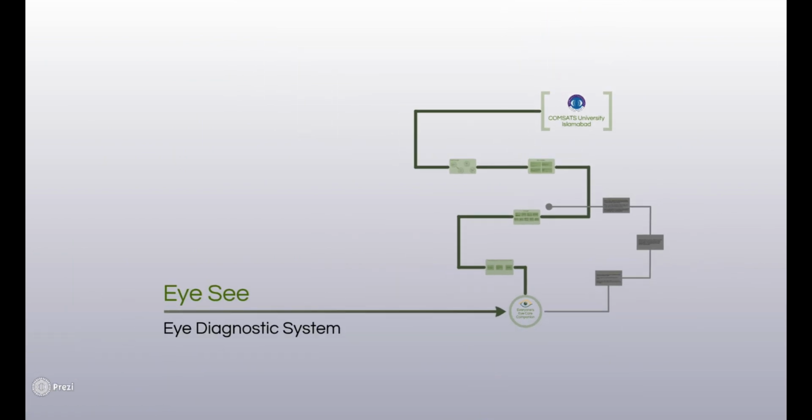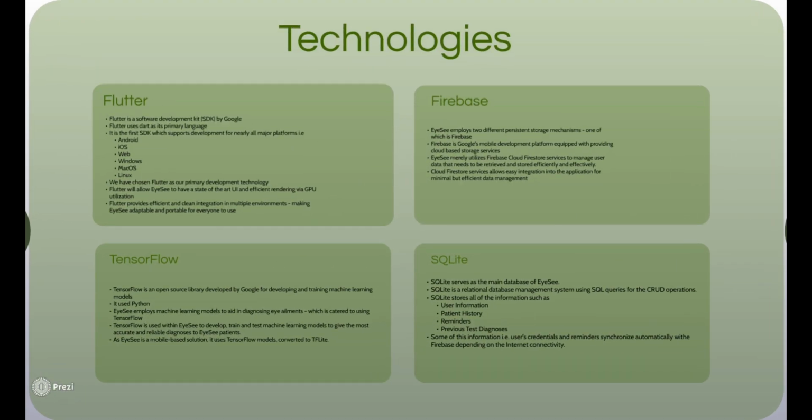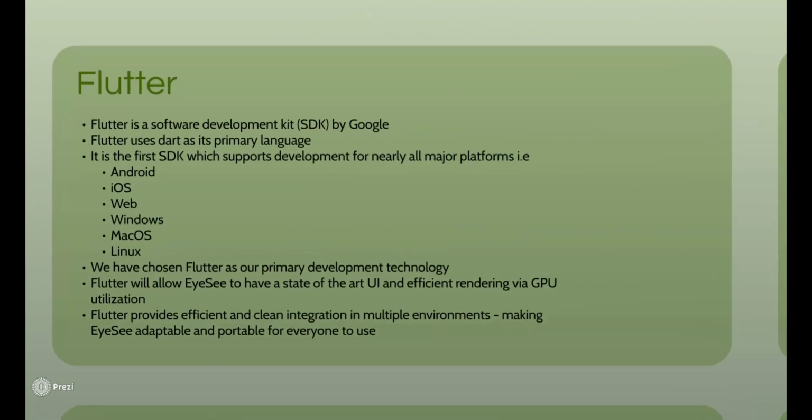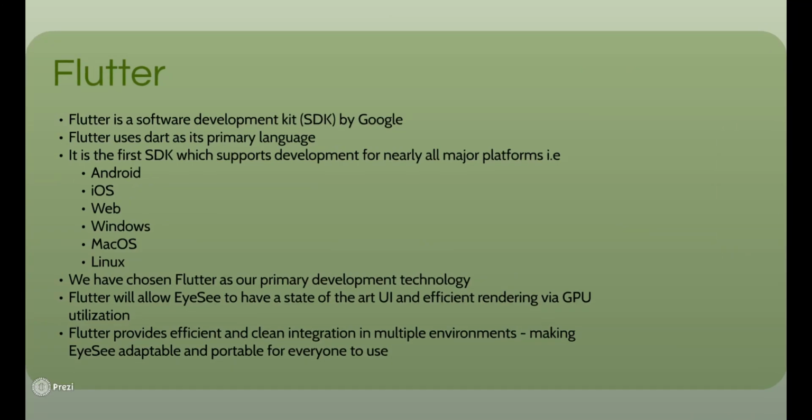We are using the latest technologies from tech giants like Google and Microsoft. Flutter is a software development kit made by Google. They made initially Flutter for Android, but gradually they spread it over almost all of the major platforms, including iOS, web, Windows, Mac, and Linux.